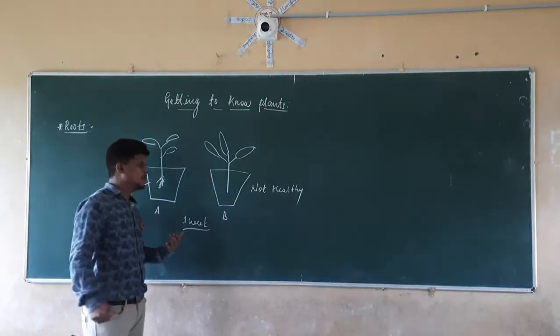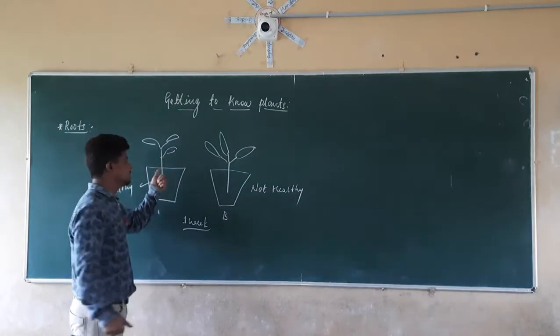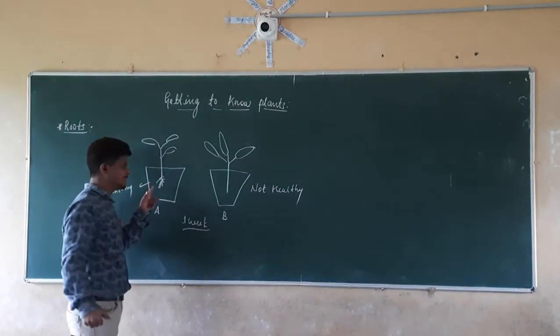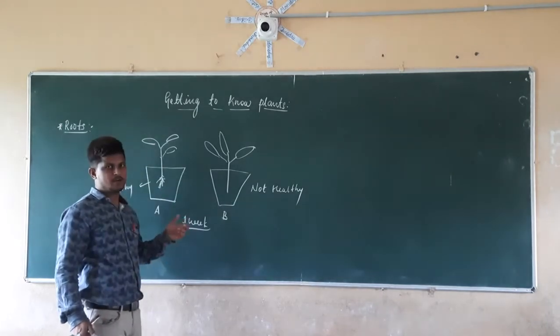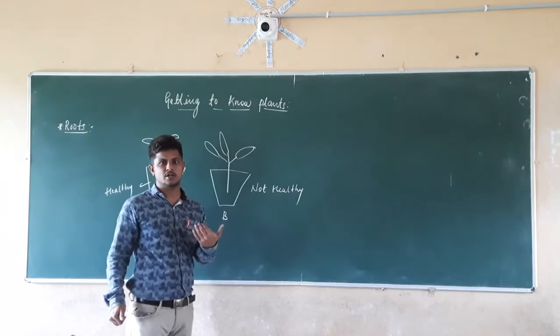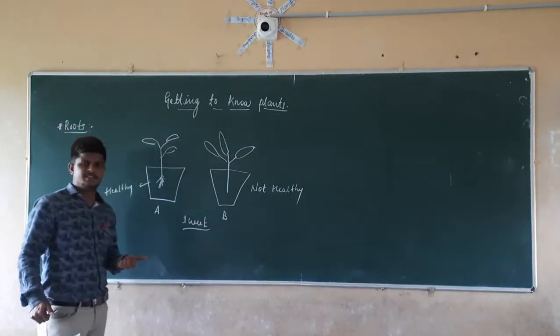So how are they going to prepare the food? By utilizing the water. So this plant is healthy and this plant is not healthy. What does it indicate? It indicates that this one is preparing its own food and utilizing that food, but this plant is not preparing its own food and is not utilizing that food. Right? But both the conditions are the same.